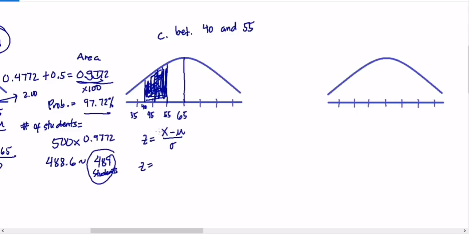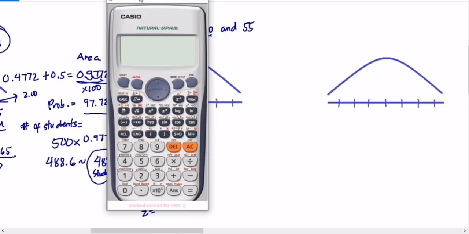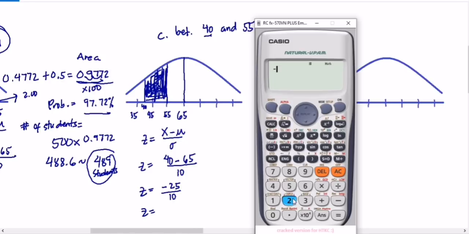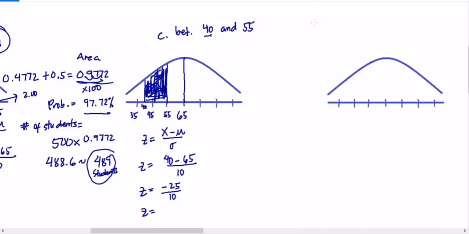So, z equals, yung x, convert mo natin si 40. Tapos mamaya na si 55. So, magiging 40 minus 65 over standard deviation natin ay yung 10. So, z equals 40 minus 65. That is negative 25. Over 10. So, z equals, convert natin, negative 25 divided by 10. That is equal to negative 2.5. So, negative 2.5 tong value nandito.